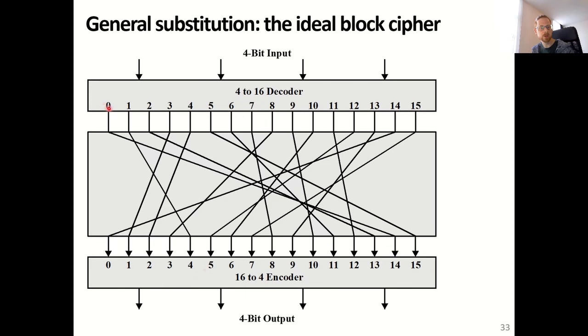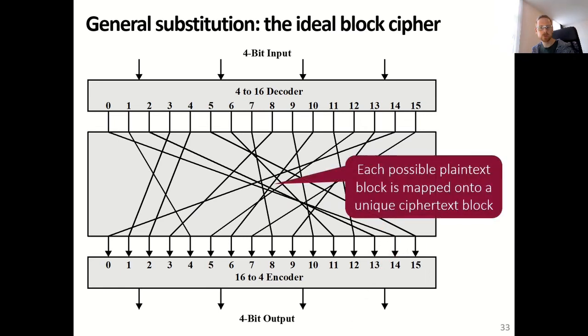For example, 0000 is mapped onto 14, which corresponds to 1110. So there's a unique mapping where each possible plaintext block is mapped onto a unique ciphertext block. It has to be unique so that the encryption is reversible.